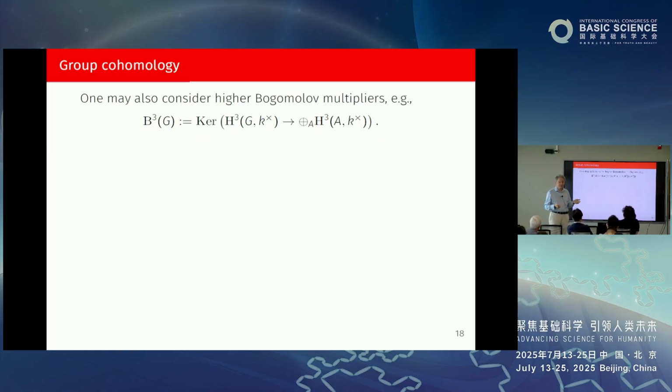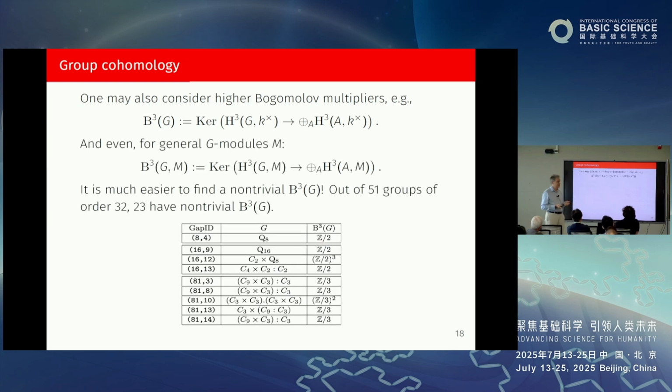Now, we can also consider analogs of this for other cohomology. How about H3 of G with coefficients in K star? Or even more generally, suppose you have a G-module M, then we can do the same thing. For example, B3(G, M), the kernel of H3(G, M) to all abelian subgroups. Now, it turns out that it's much easier to give examples of groups where the B3 is non-zero. So out of 51 groups of order 32, like half of them have non-trivial B3 of G. And I gave you some of them, and the first one you see is the quaternion group Q8.